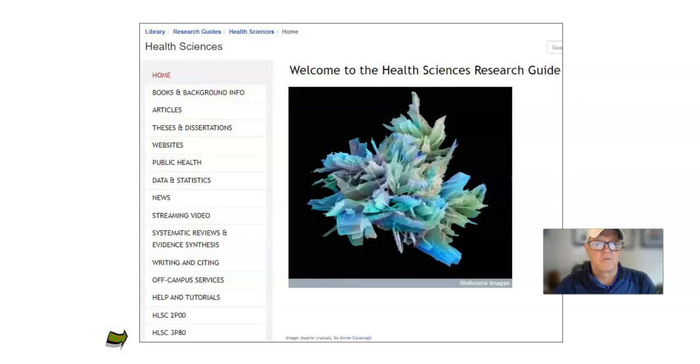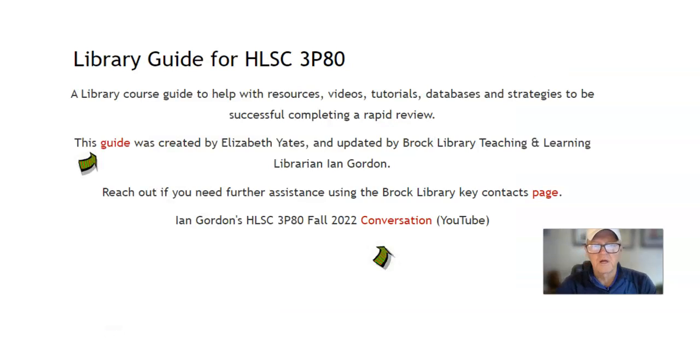But if you click on this particular one, it brings up a whole range of tabs of things to look for in your particular program, to find articles, theses, news, streaming videos, writing and citing help. But if you click on the bottom, it says Health Sciences 3P80 tab. It'll bring up this page.